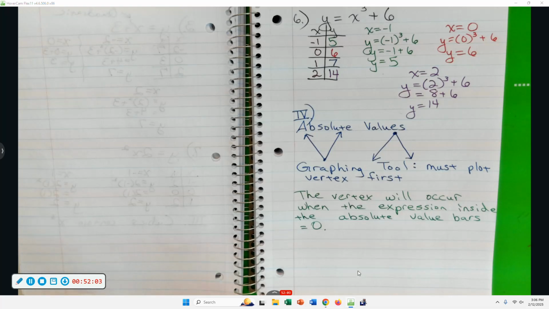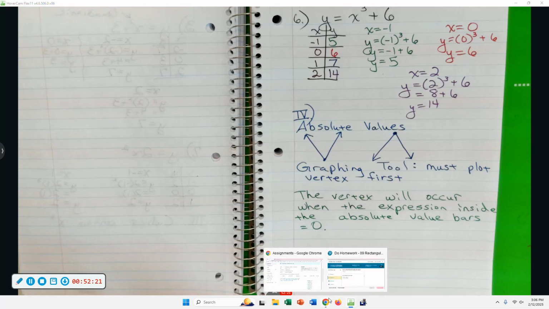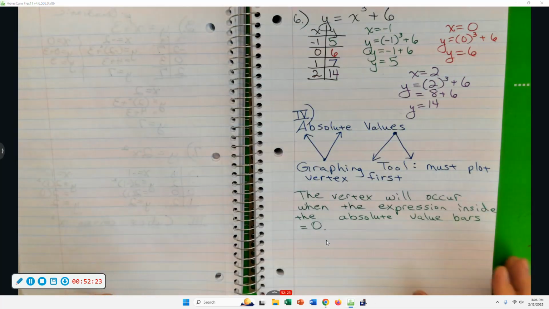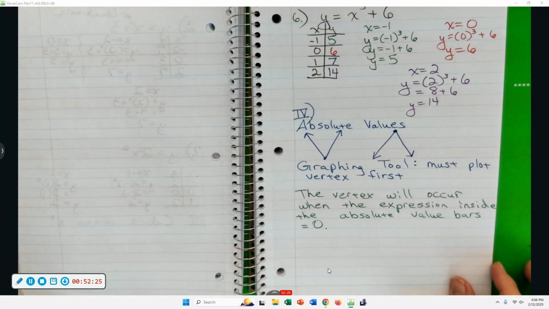You must plot the vertex first. If you follow the instructions up there in the little yellow box, if you pop out the graph the way we're doing, you'll click the V-shaped figure, the absolute value tool, and then it's going to say plot the vertex. So it tells you that you don't just plot the points randomly, you've got to get that vertex plotted first.